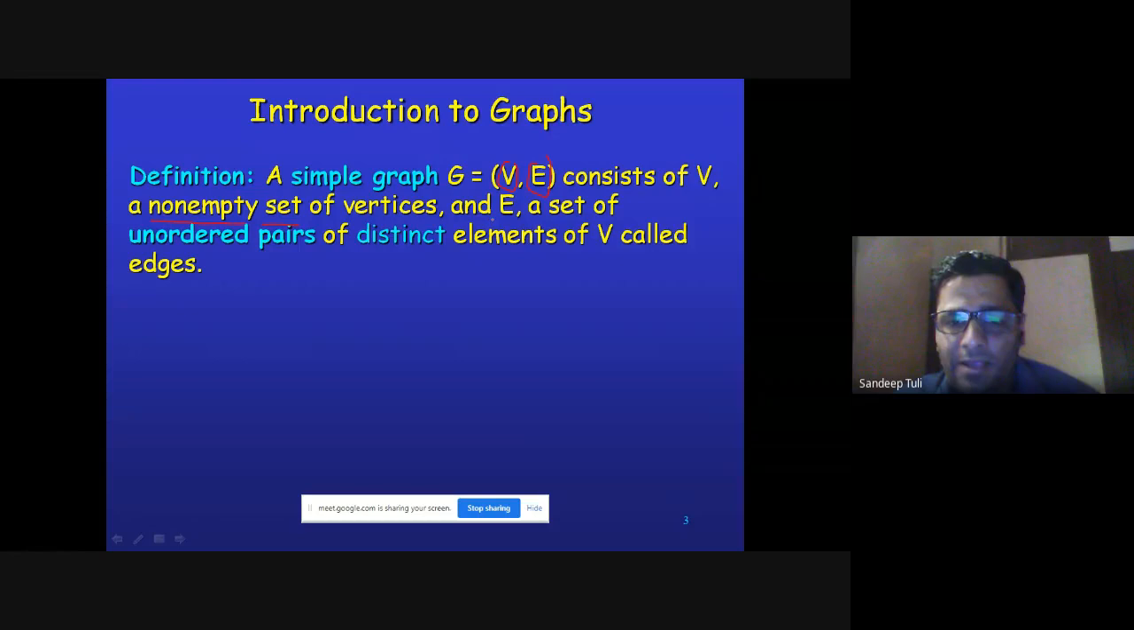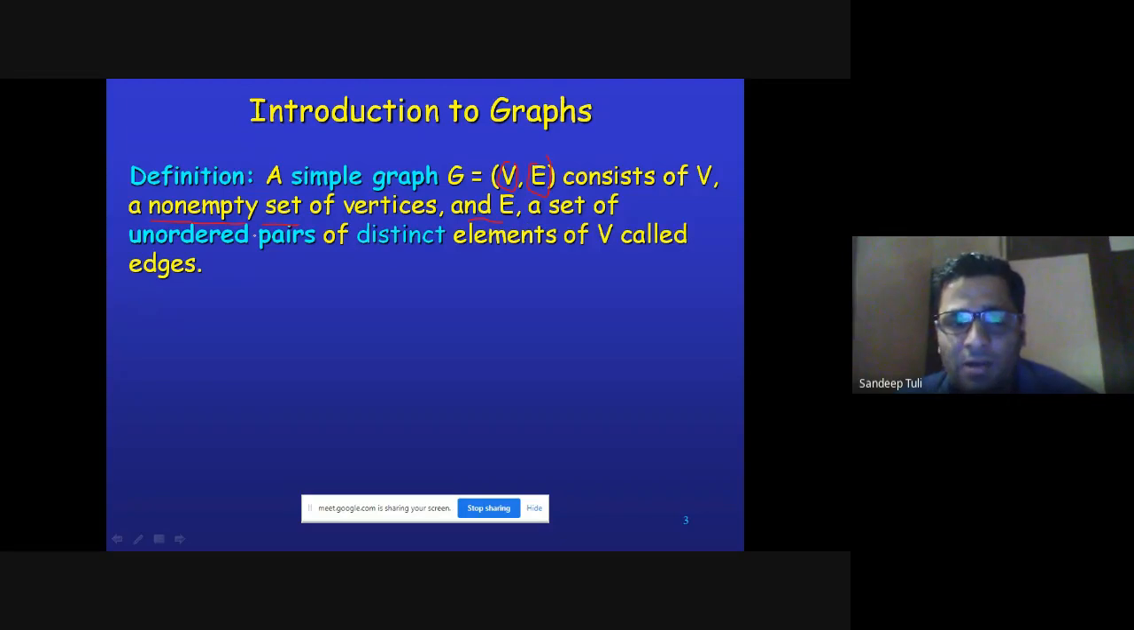V is not empty, and E is a set of unordered pairs of distinct elements of V called edges. That is a very good definition, there are very good terms inside it. Now see that V should be non-empty, but E could be empty. Here we have written V should be non-empty, but E could be empty. Please remember that. I will come to that point again. V is a set of vertices, and E is a set of edges.